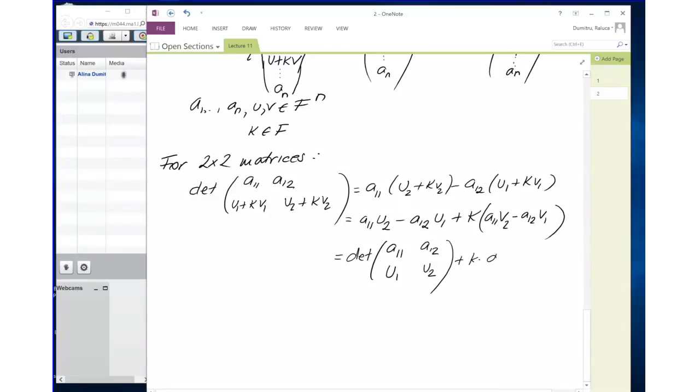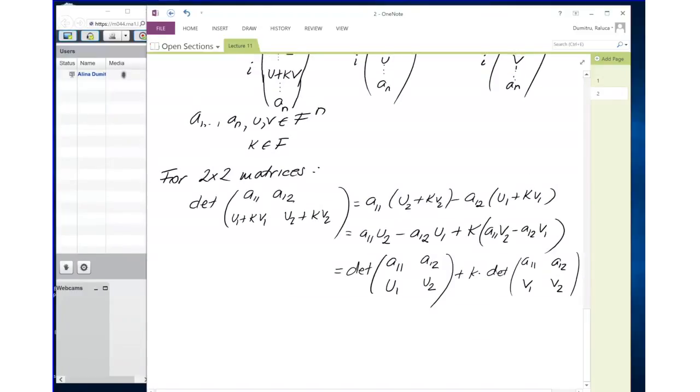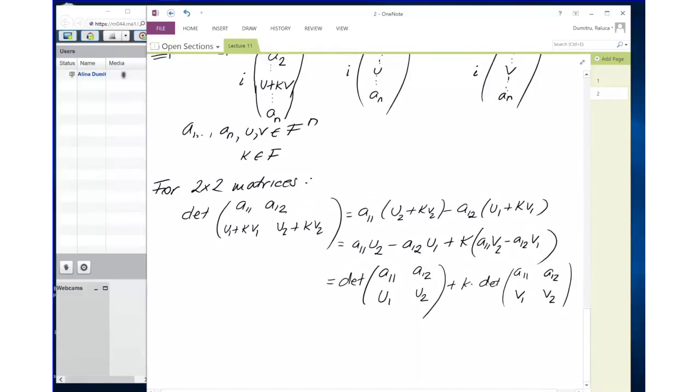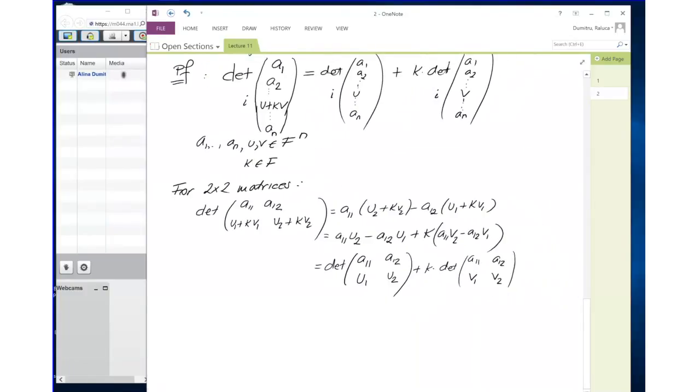And then plus matrix A one two. What I need: I got the vector U one, U two for the first matrix, and I got the vector U for the second matrix. Two by two, exactly the determinant for them, but I don't have to go back.